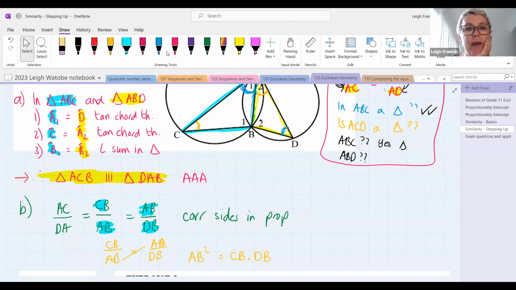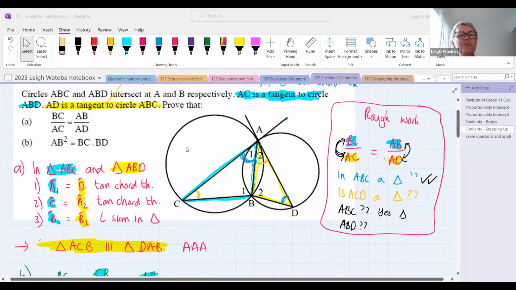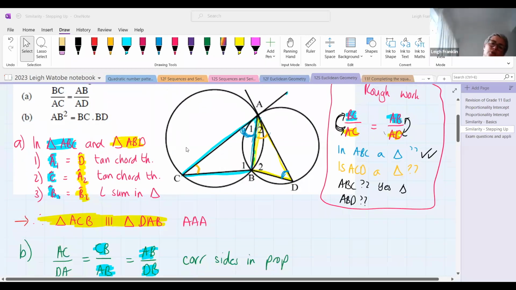Yes, Katlego, you got your hand up. Hi, ma'am. I kind of lost connection and I don't know what I missed. I think so far I understand what you did, but what I still don't get for number A is how is that proving the question? Because I forgot what they said. Yes, I jumped straight into it, thank you. Sorry, Katlego. I beg your pardon.